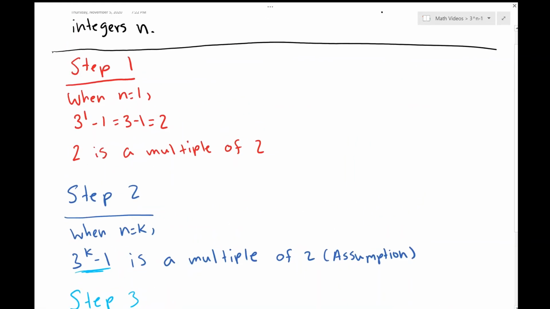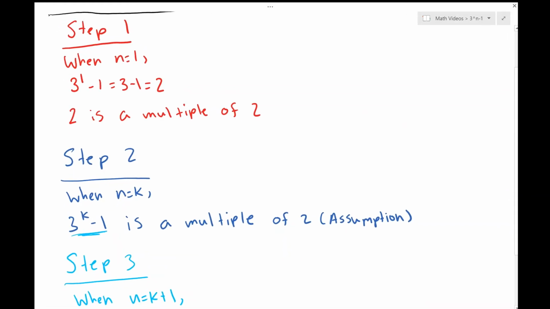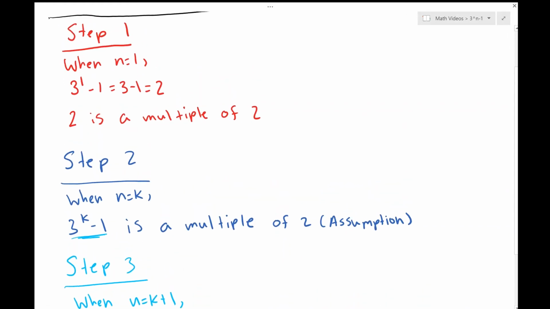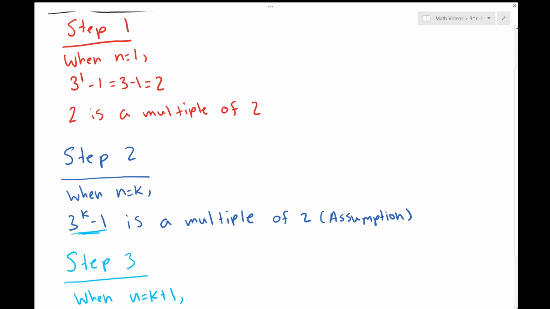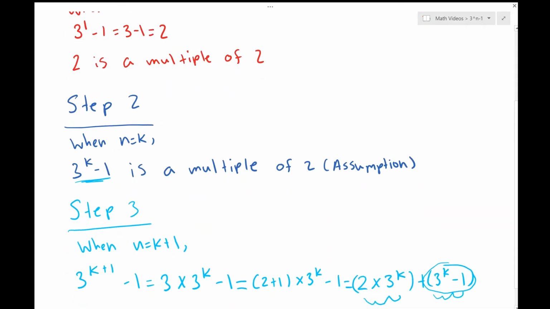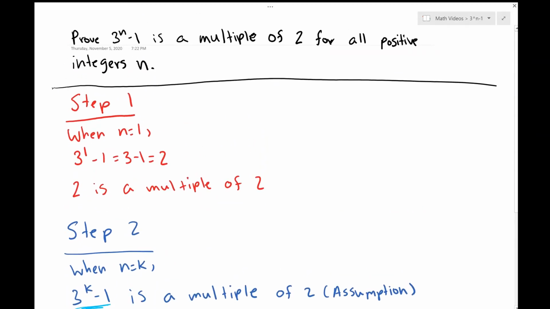Because what we have is we've shown it's true for 1, which is the first positive integer. And if it's true for n equals k, it's true for k plus 1. So if you let k equal 1, we've shown that it's true for 2, because k plus 1 is 2. And then if you let k equal 2, we've shown it's true for 2 plus 1, which is 3. And then we've shown it's true for 4 and 5 and 6 and 7 and so on and so forth. So this is how we've proved the statement is true for all positive integers n.